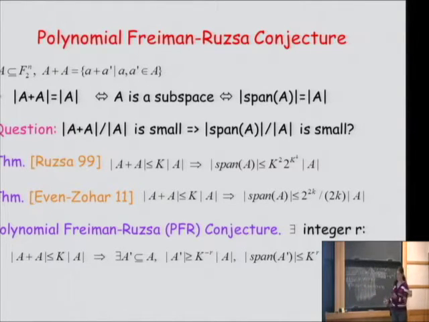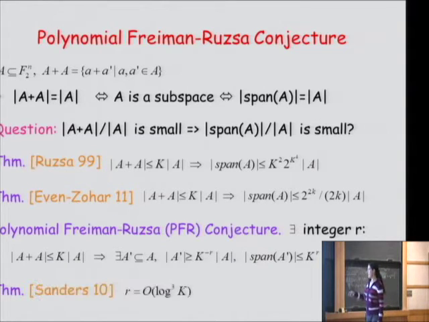Okay, so this is the conjecture. And a recent breakthrough in this conjecture was made by Sanders in 2010. Sanders proved a polylogarithmic version of this conjecture, where R is not a fixed integer, but it is still quite small. It is some polylogarithmic function of K. Any question on the PFR conjecture?